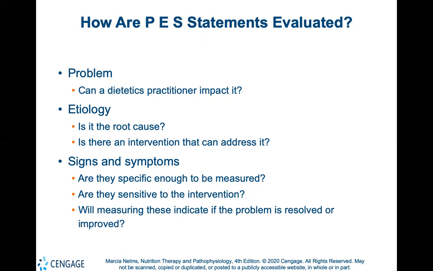Number six, are the signs and symptoms that are used to describe the problem specific enough to be measured? Number seven, will measuring the signs and symptoms indicate if the problem is resolved or improved? Number eight, are the problems clearly and independently stated? Number nine, does the assessment data used to identify the nutrition diagnosis systematically link to the diagnostic statement, etiology, and signs and symptoms?